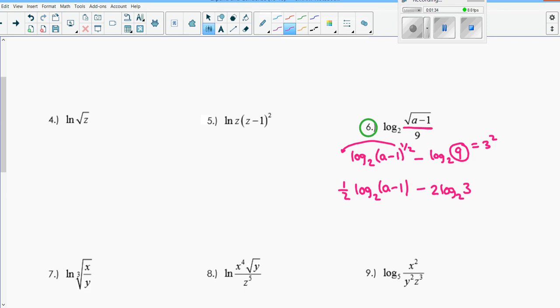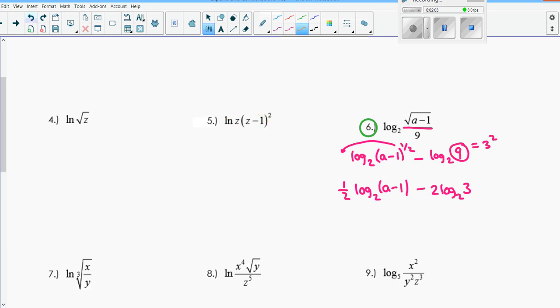If you look at number 5, number 5 kind of brings up an order of operations type of problem. If this is being squared, you cannot bring this out in front because the only thing that is being squared is the z minus 1, not the z as well. So we actually have to separate those first. If the whole thing was being squared like that, then we would pull that 2 out front.